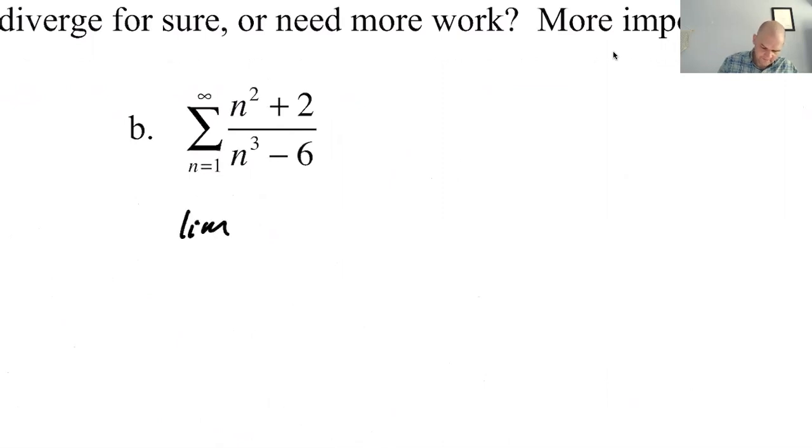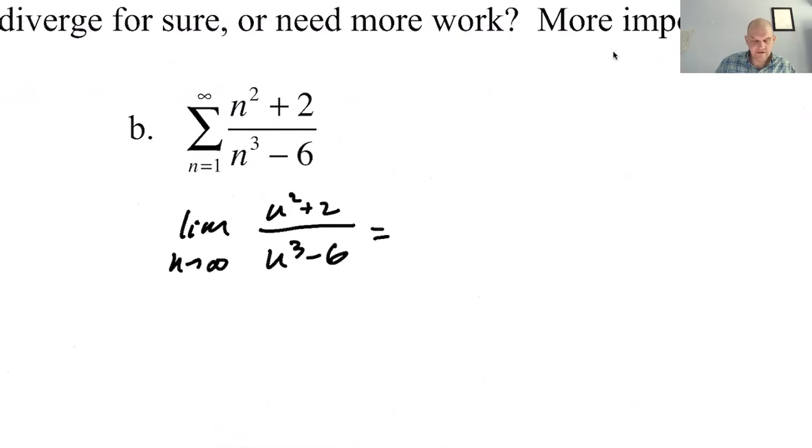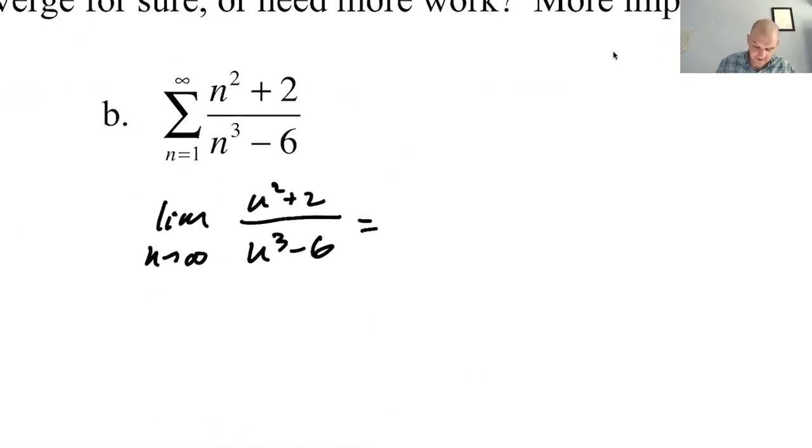So the limit as n approaches infinity of n squared plus 2 over n cubed minus 6. You can do whatever you want here. You divide through by n cubed. You could use L'Hopital's rule. You could just look at it and be like, it's quadratic over a cubic, so definitely the limit's going to be 0. This limit is definitely 0. Therefore, we can make no conclusion.